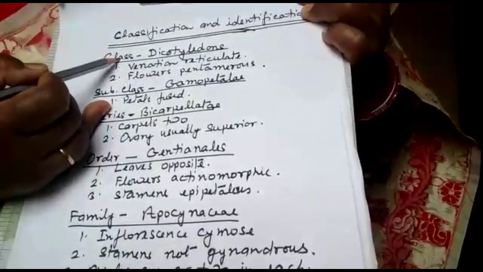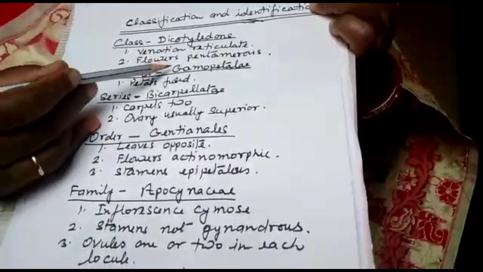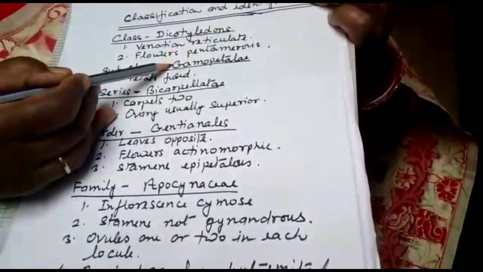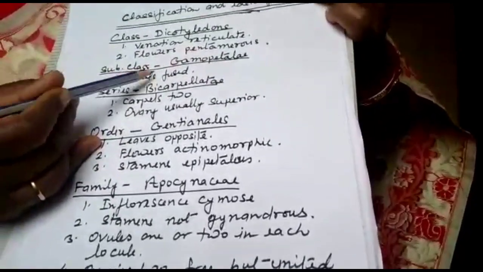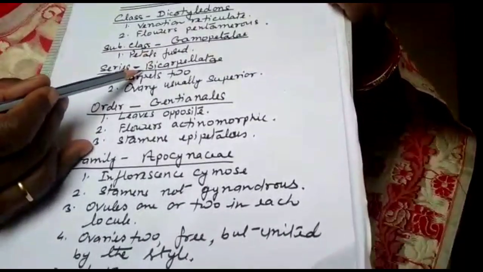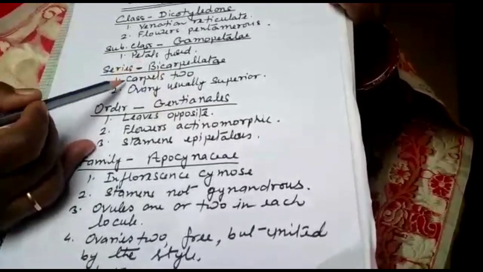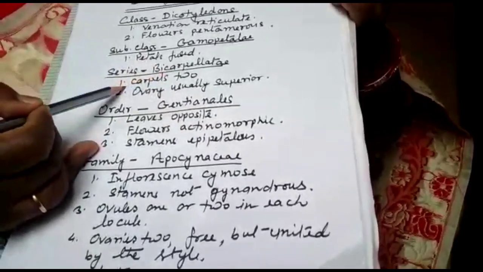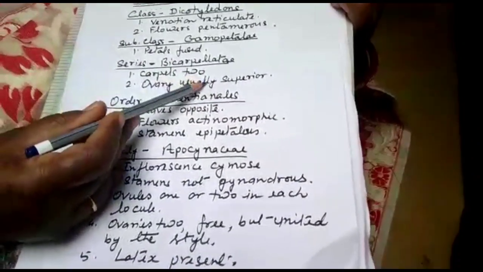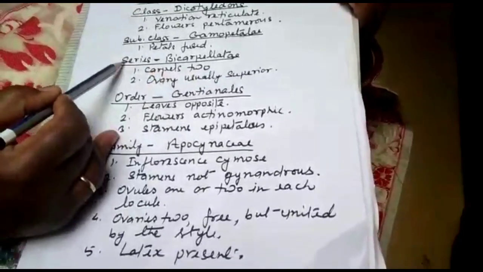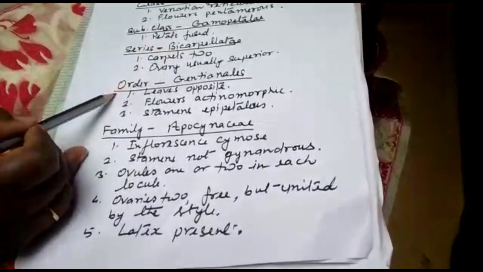So with both these conditions, Apocynaceae belongs to the class Dicotyledons. Then subclass Gamopetalae. Gamo means united, fused. So here petals are fused. United petals are found. Then the series is Bicarpellatae. That means carpels 2. 2 carpels are found here. And ovary usually superior. So both these conditions are for the series Bicarpellatae.